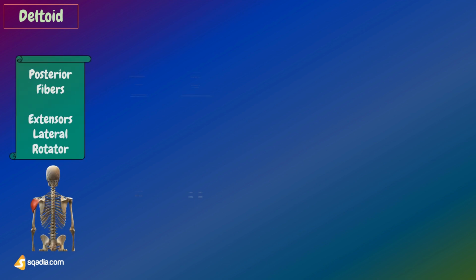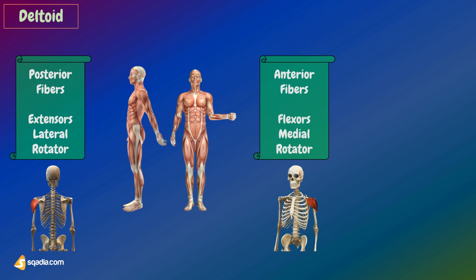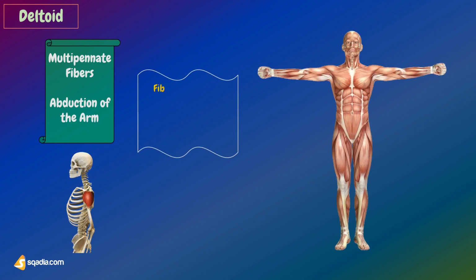The posterior fibers are extensors and lateral rotators of the arm. The anterior fibers are flexors and medial rotators of the arm. The multipennate acromial fibers are powerful abductors of the arm at the shoulder joint from beginning to 90 degrees.